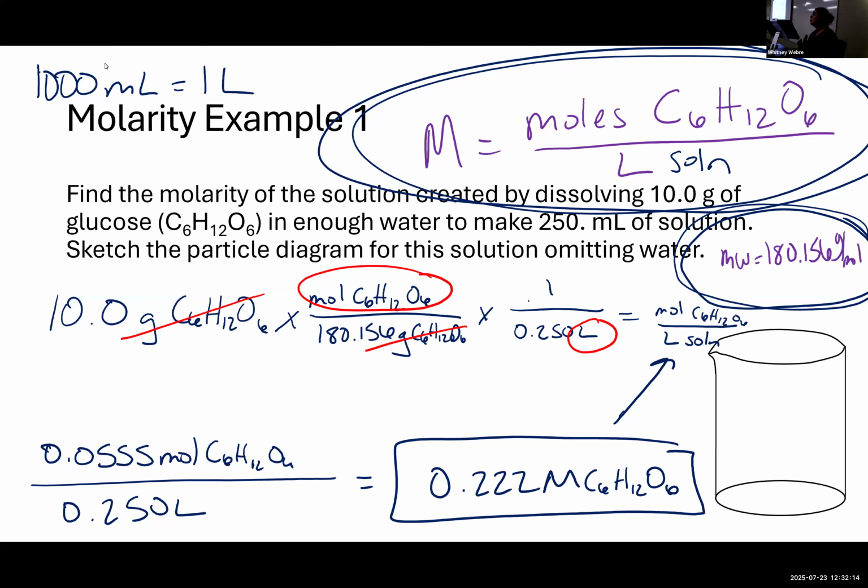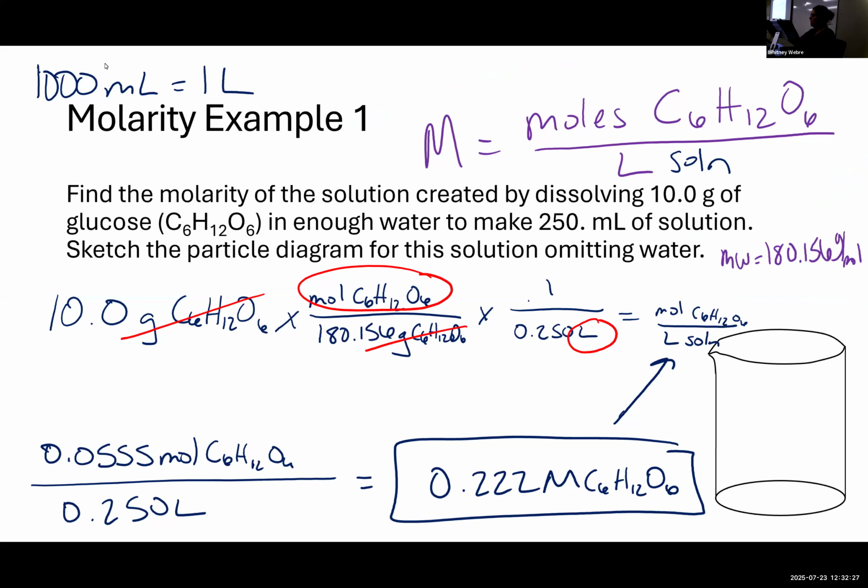But I tend to kind of break it up and I will get the numerator and then I'll get the denominator and then I will divide them out. So those are two different methods for solving this problem. You just need to do what's best for you. Okay. Don't forget the last step. It does say sketch the particle diagram for the solution, omitting water. Is glucose a covalent molecule or an ionic molecule?